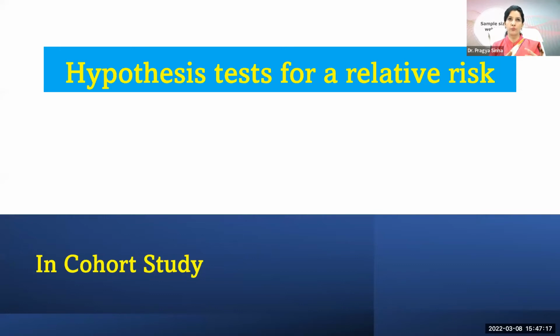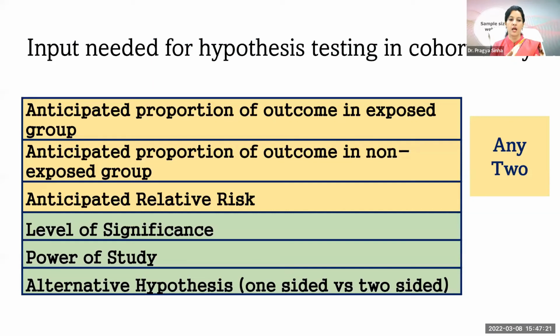And if you want to do a hypothesis testing of a relative risk, how will you do it? What are the inputs needed if you want to do a hypothesis testing in case of a cohort study? The first is the anticipated proportion of outcome in the exposed group. Since we have two groups, imagine that there is an exposure group and a non-exposure group, and you have to see the outcome in both groups. What is the anticipated proportion of outcome in the exposed group? What is the anticipated proportion of outcome in the non-exposed group? And the anticipated relative risk, because you also anticipate what will be the relative risk in an exposed person.